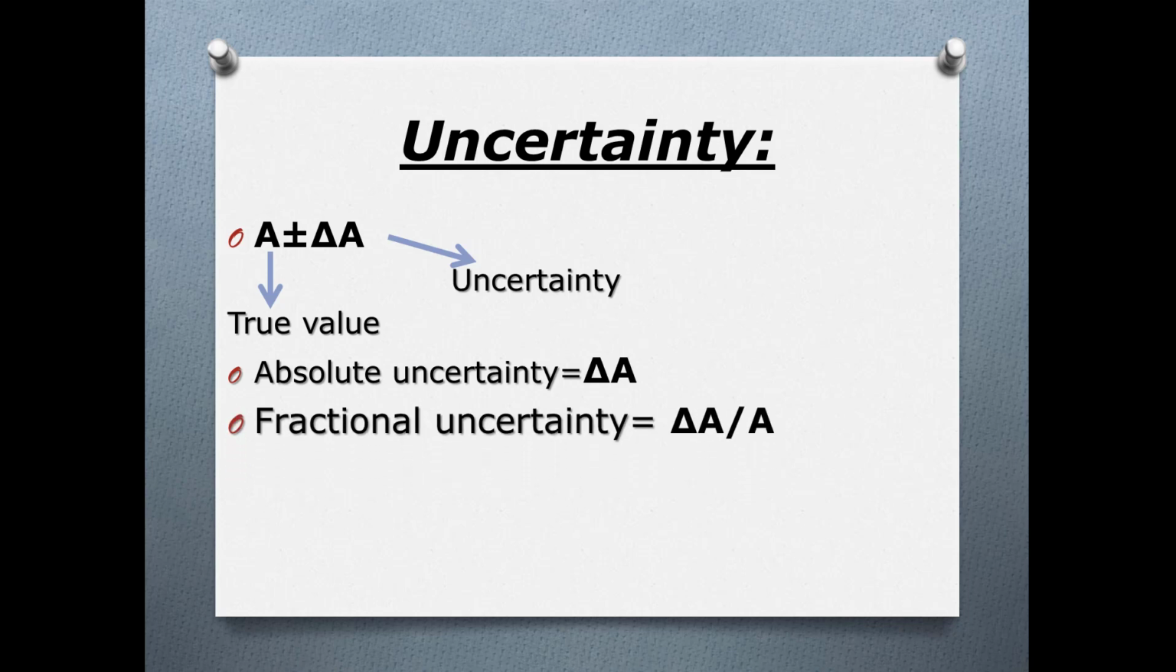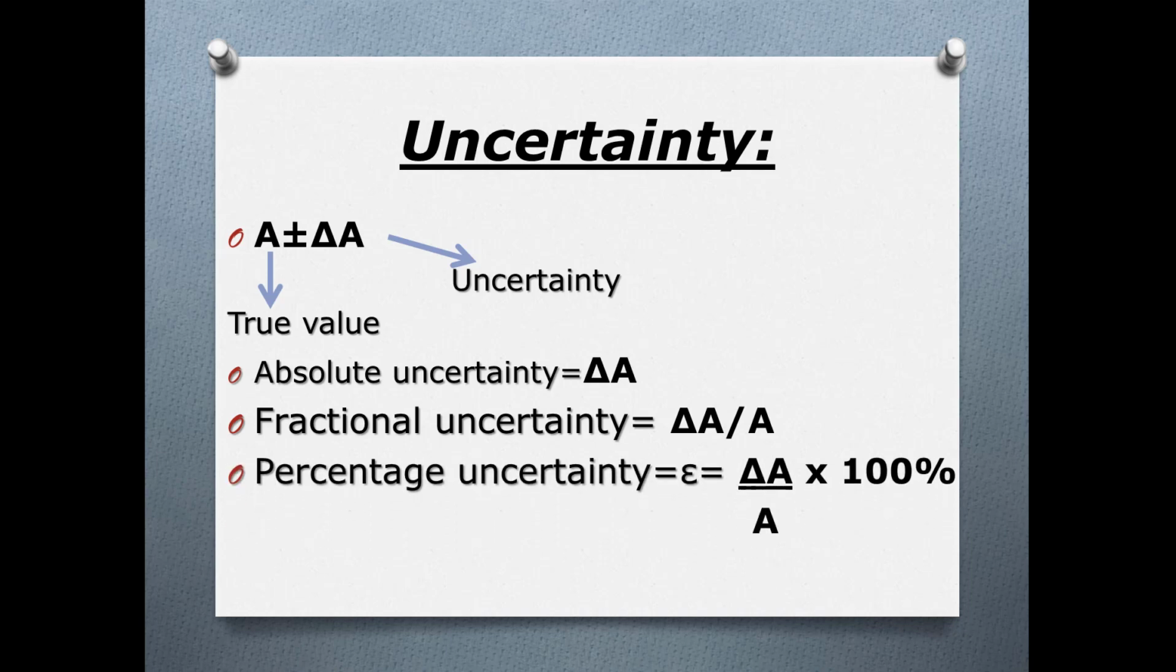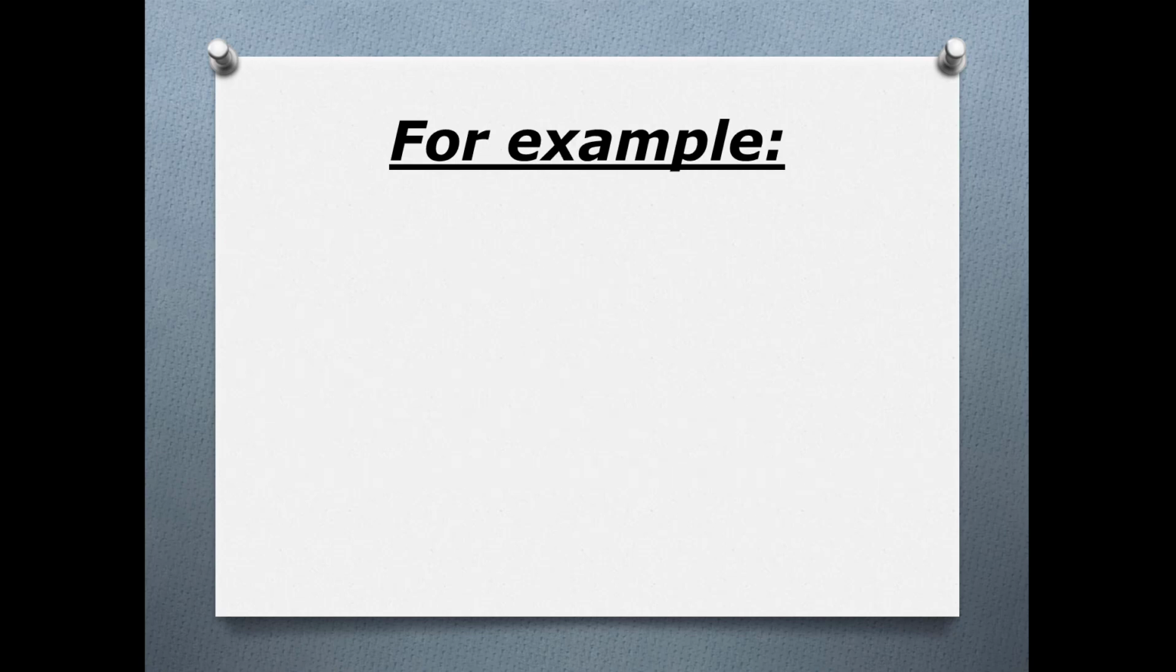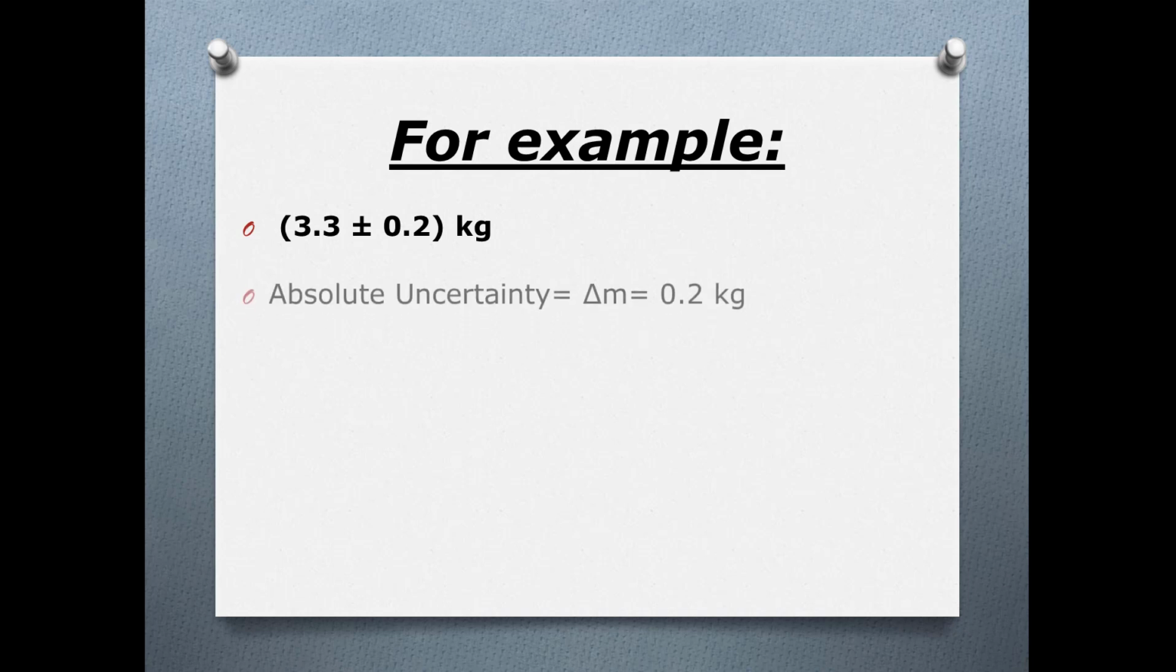Fractional uncertainty is equal to delta A divided by A, which means absolute uncertainty divided by true value. And percentage uncertainty is represented by epsilon, which is equal to absolute uncertainty divided by true value multiplied by 100%. So these are three different types of uncertainties. For example, if we are recording a mass which is 3.3 plus minus 0.2 kilograms. So in this measurement, what is there?